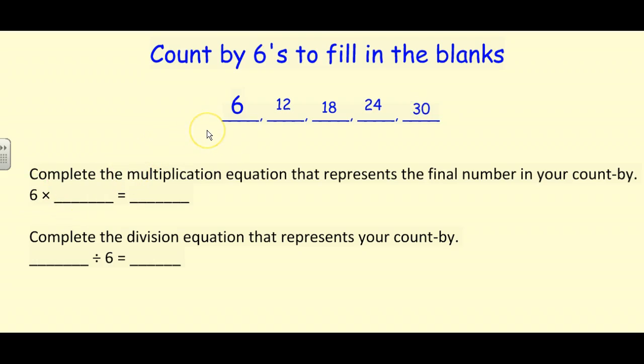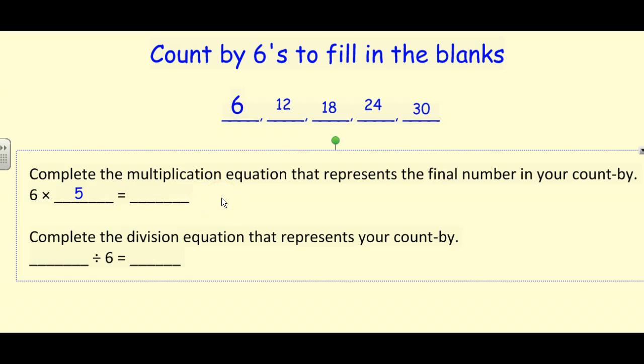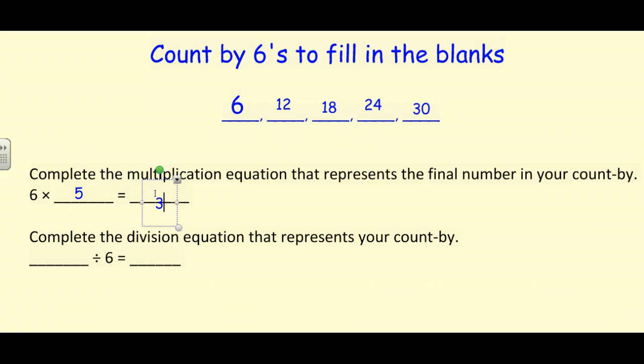Now it says complete the multiplication equation that represents the final number in your count by. So I'm counting by sixes here, and I see that there are 1, 2, 3, 4, 5 times that I counted by 6. So you need to put a 5 right here. And the number that you stopped counting at is going to be the answer to your equation, so that's going to be 30.